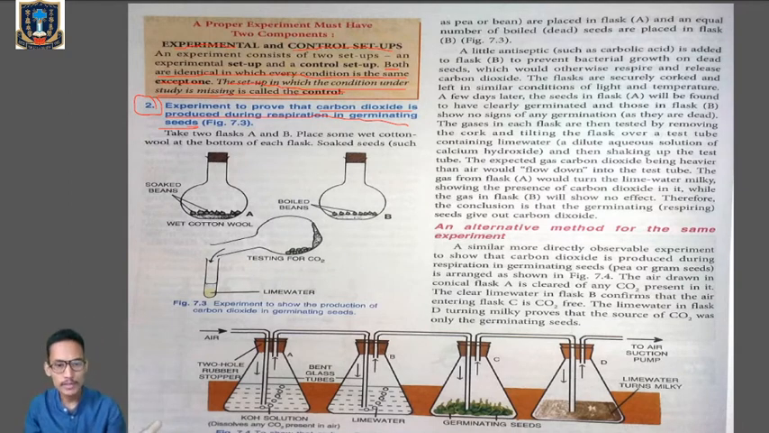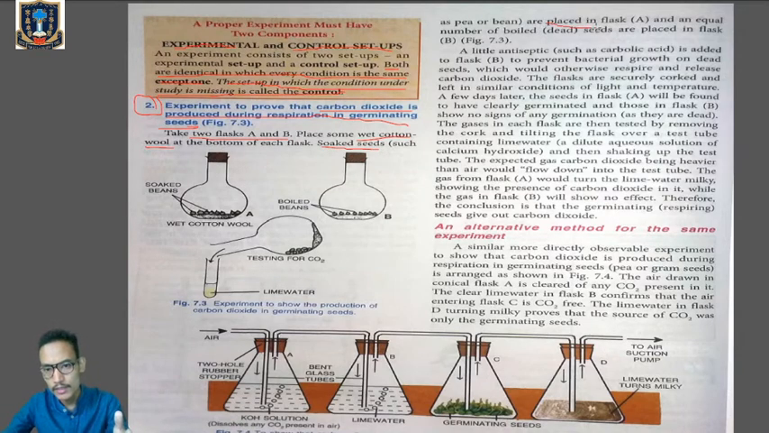So what are the requirements? You can see over here two flasks, flask A and flask B. First of all, think of the requirements. What do we require for the experiment? Two flasks, flask A and B. Then wet cotton wool so that it can provide water to the seeds. We require the soaked seeds such as pea seeds or bean seeds in flask A.